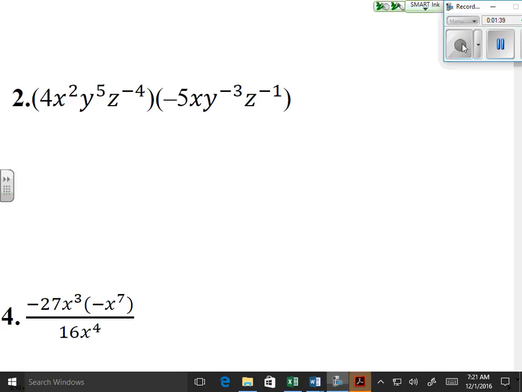and there's also not anything squared or cubed at the top of either one of those parentheses. There's not a coefficient out in front of either one of the parentheses, so they're really not necessary. But we have to write it correctly when we drop them. So 4x squared, y to the fifth, z to the negative fourth, and I'm just going to make it all multiplication because it is, times negative 5 times x times y to the negative third times z to the negative 1 power.